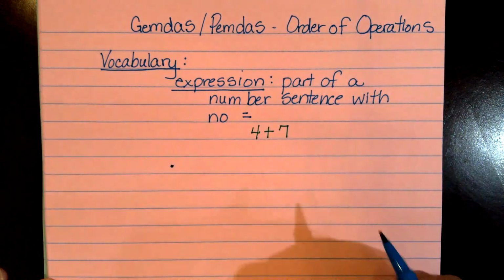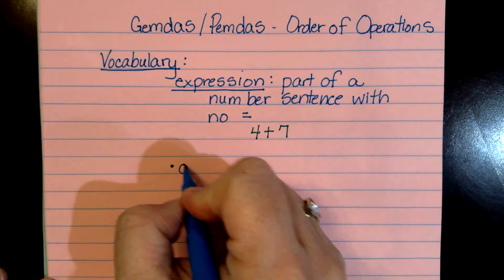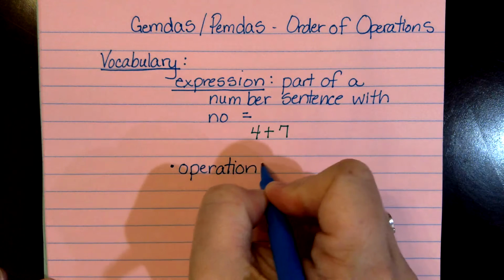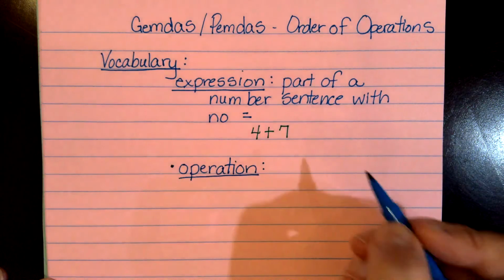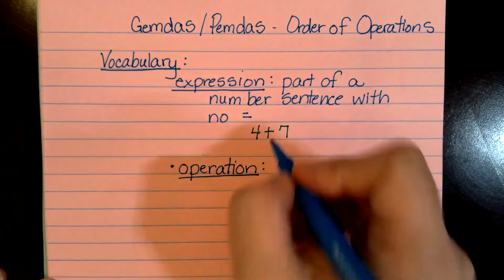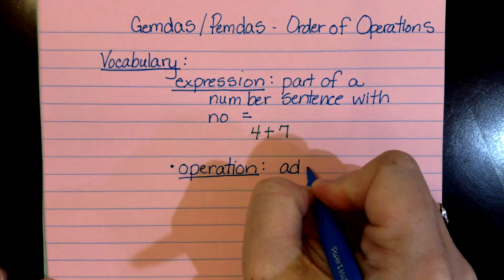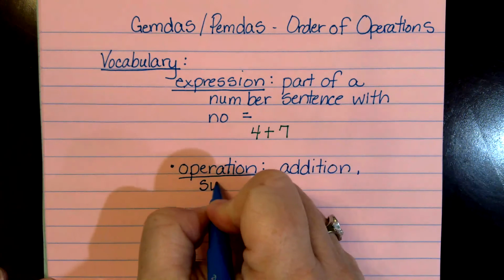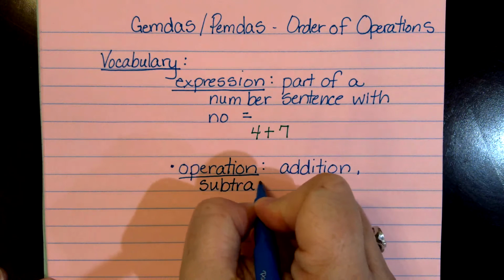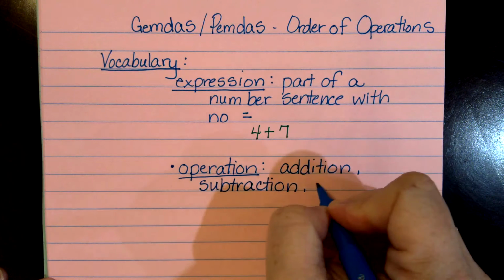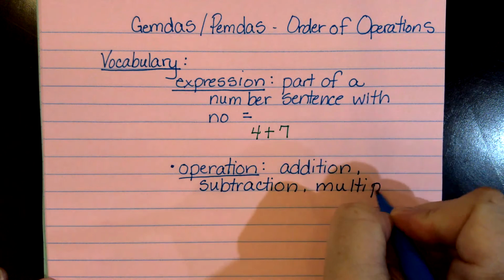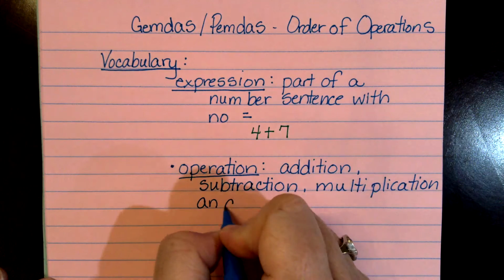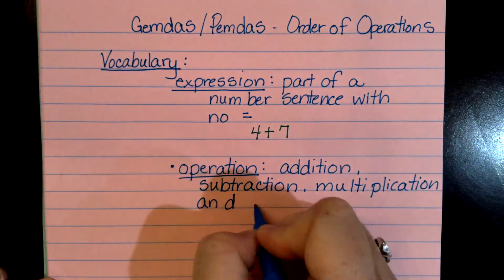And then the other thing that you need to know is operation. If you want to know the order of operations, I guess you need to know what an operation is. And an operation is really just something you do in math. It's addition, subtraction, multiplication, and division.